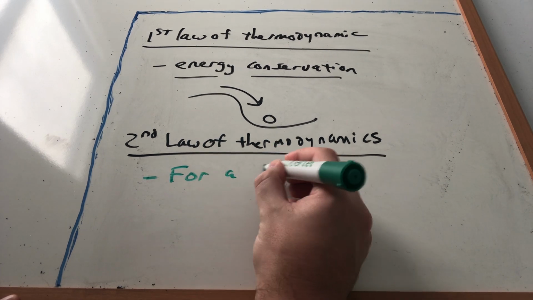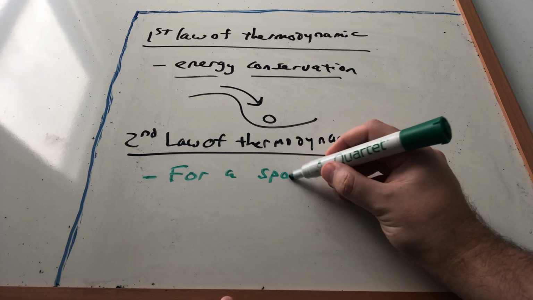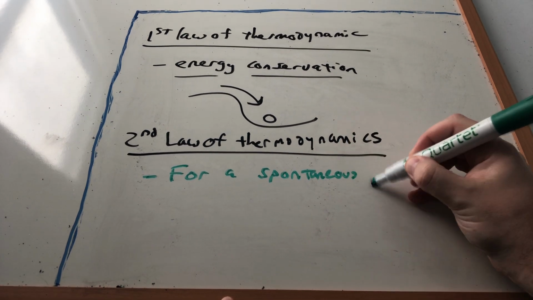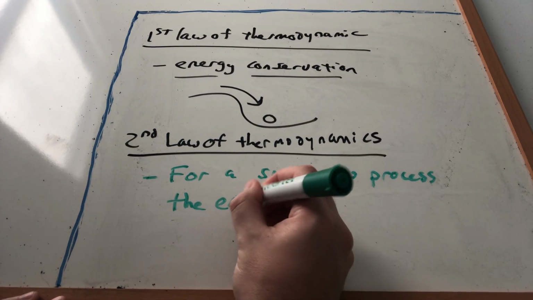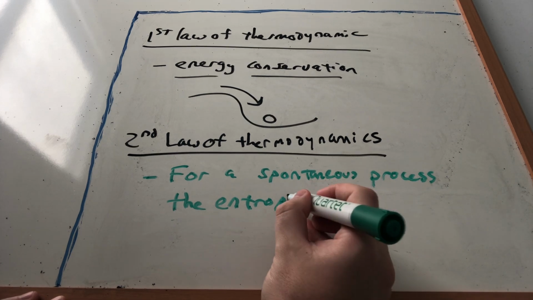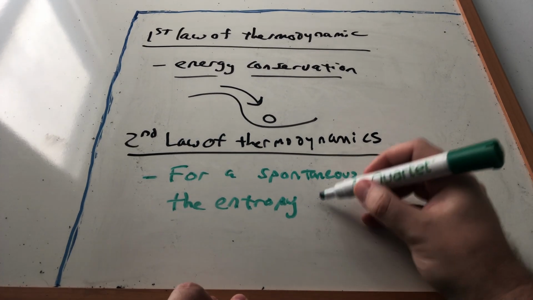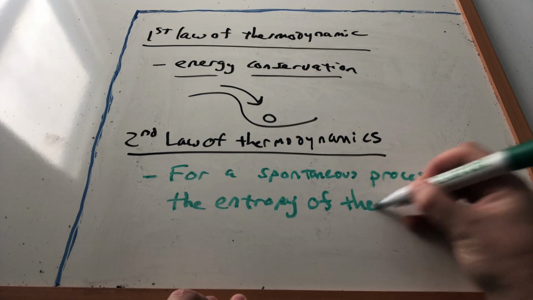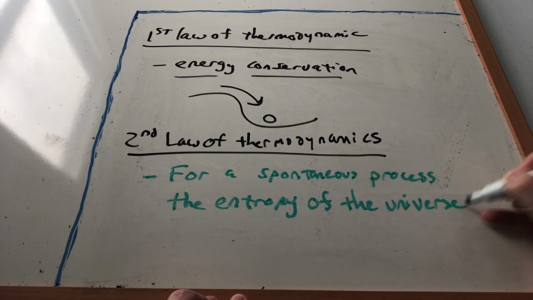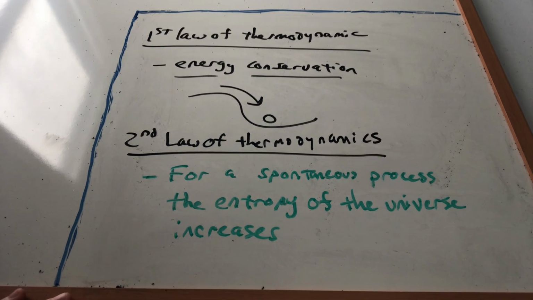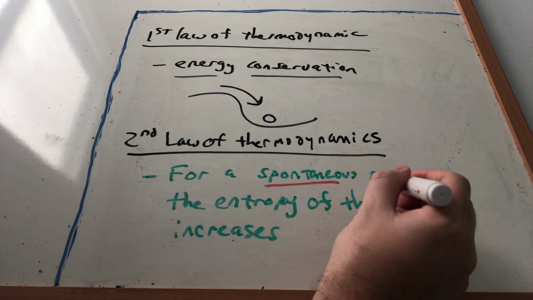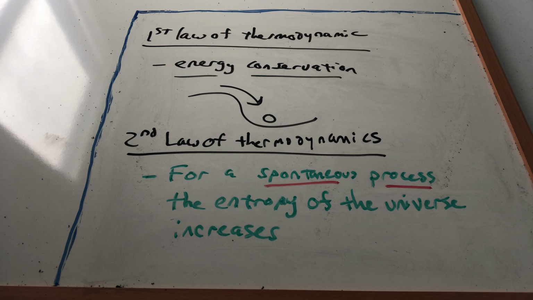All right, for a spontaneous process, the entropy, not enthalpy, but entropy, the entropy of the universe increases. And what this means is the universe is essentially getting more and more disordered. Spontaneous means it'll just happen, right? That is able to occur.